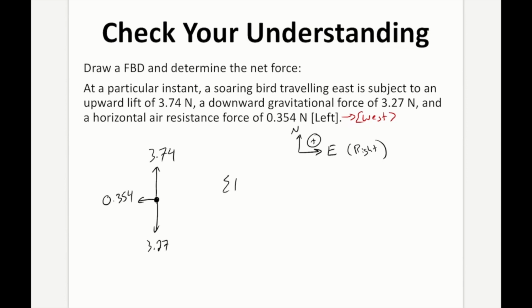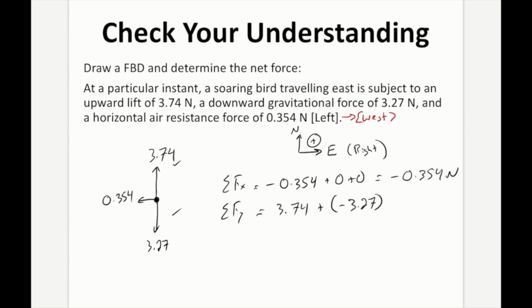So we need to find the sum of the forces in the x and the sum of the forces in the y. In the x direction, since we said right and east are positive, we're going to have negative 0.354, and then we're going to add 0 and 0 because these guys don't have an x component. So it's going to equal negative 0.354 newtons. In the y component, we're going to have 3.74 plus negative 3.27. And that equals 0.47 newtons.